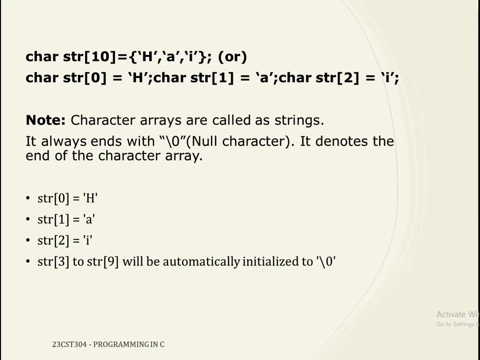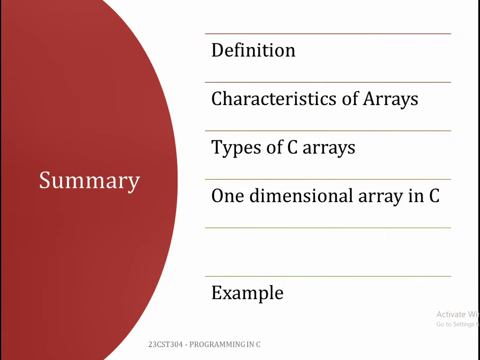Now let us summarize today's lesson. Today we learned what an array is. We understood why arrays are needed instead of creating many individual variables. We discussed the characteristics of arrays. We learned the different types of arrays available in C. Then we focused on one-dimensional arrays. After that we learned how to declare an array, initialize it, access its elements, and calculate the memory occupied by an array. Finally, we understood character arrays and the importance of the null character.